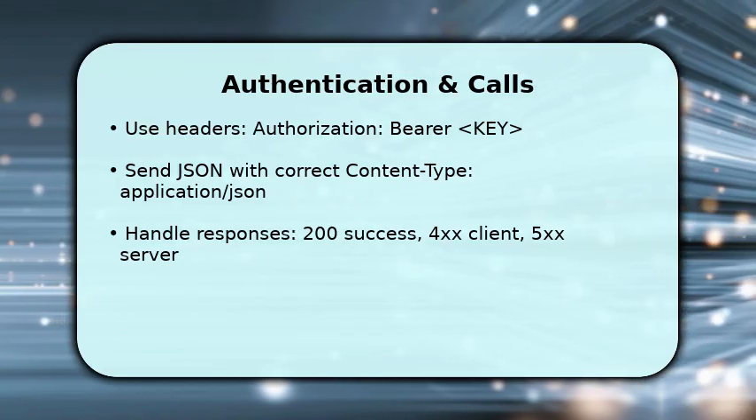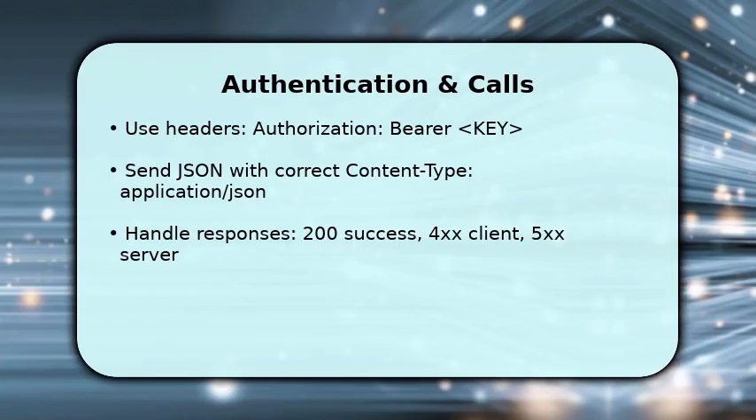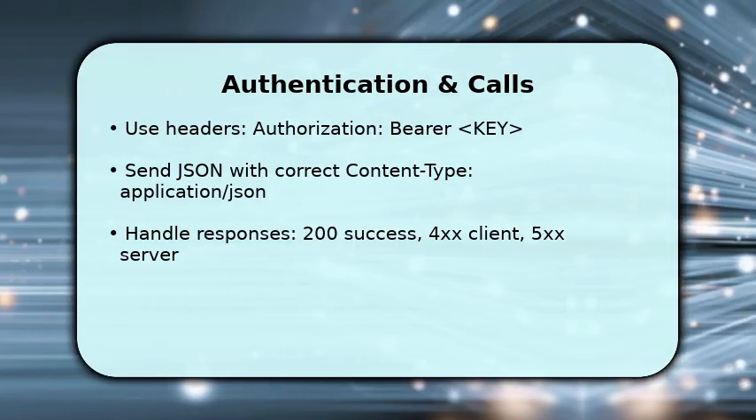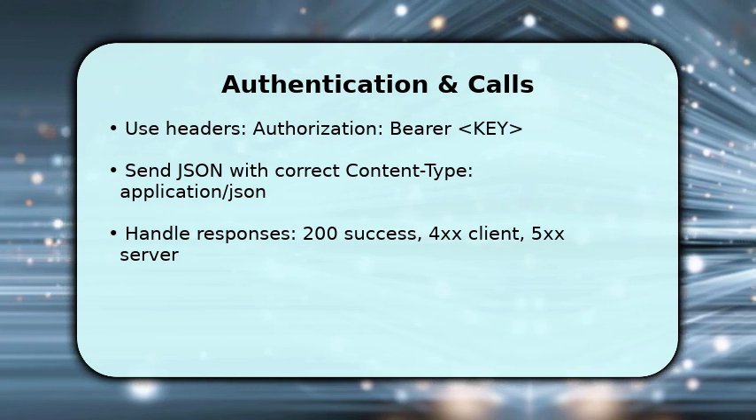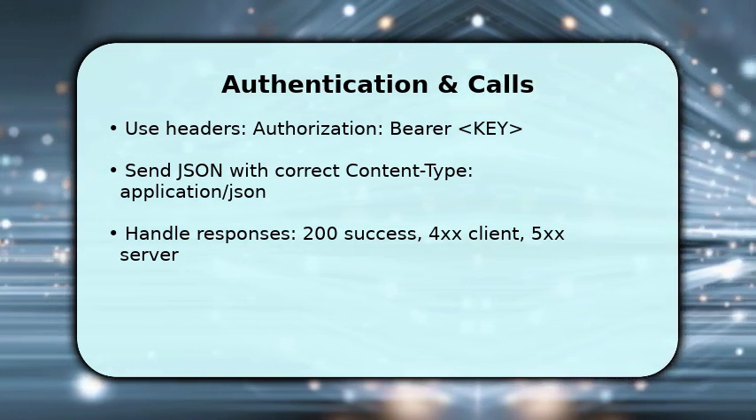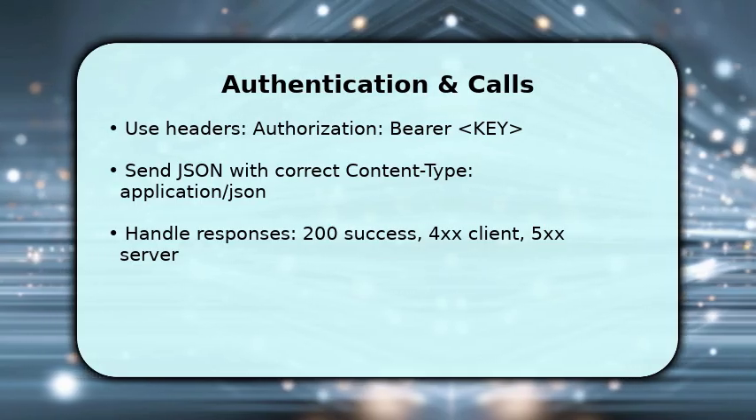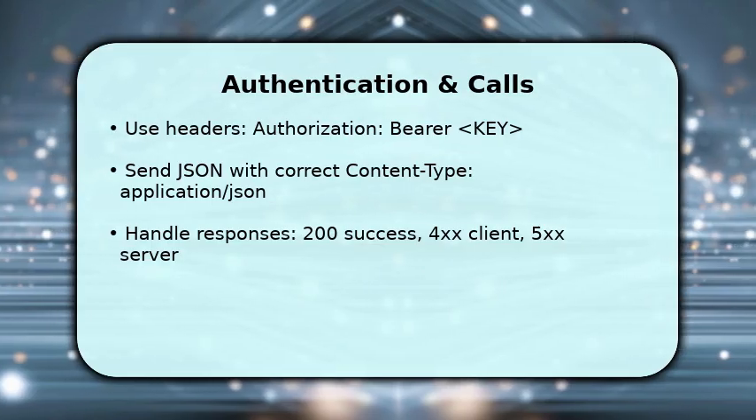Add retries with exponential backoff for transient 5xx errors and parse response codes to branch logic. Raise for 4xx, retry on 5xx, return data on 200. Log request/response bodies minimally for debugging, but redact secrets.